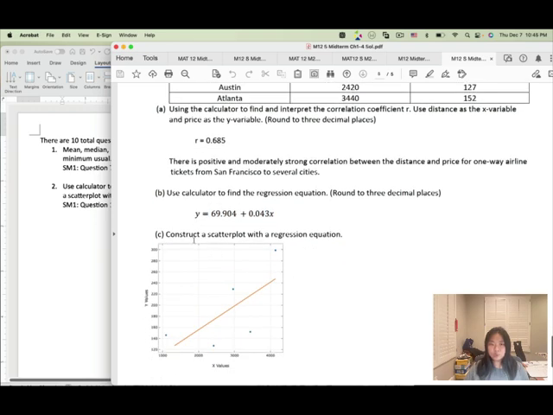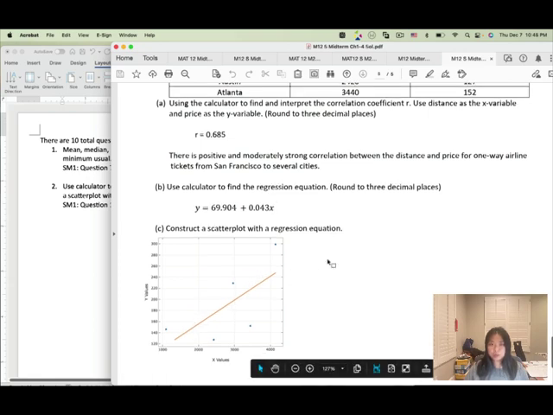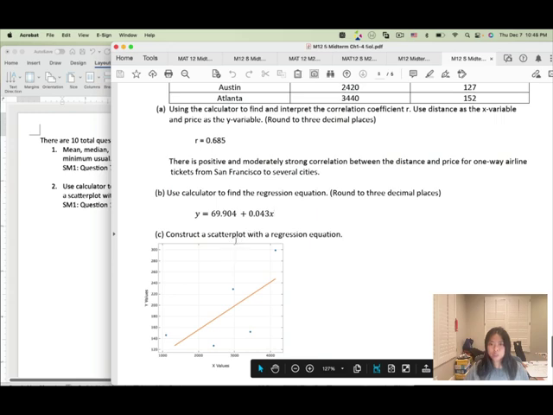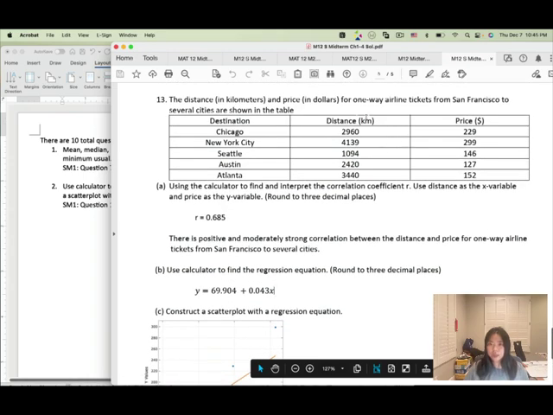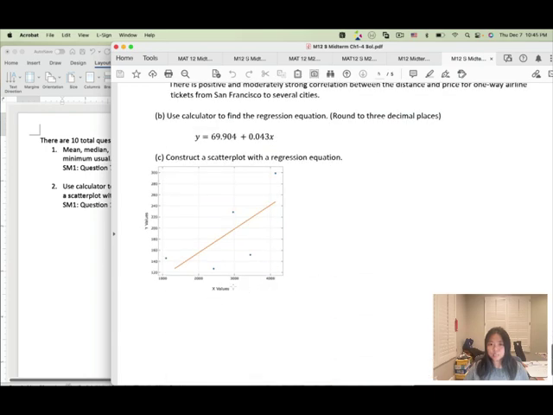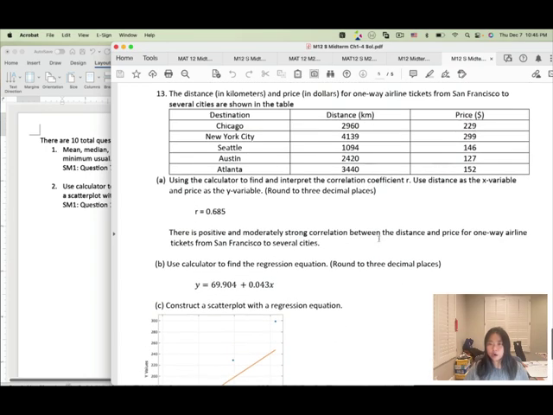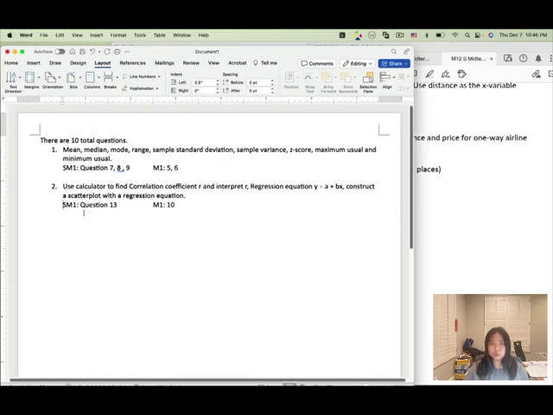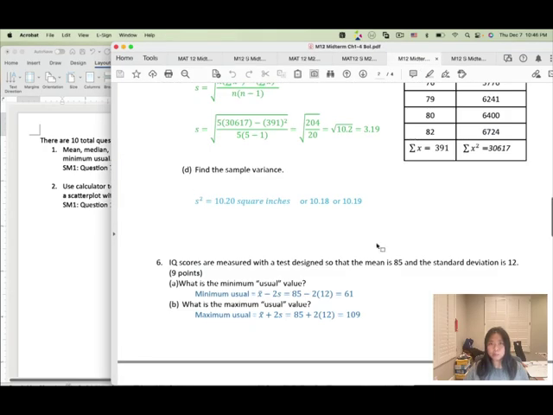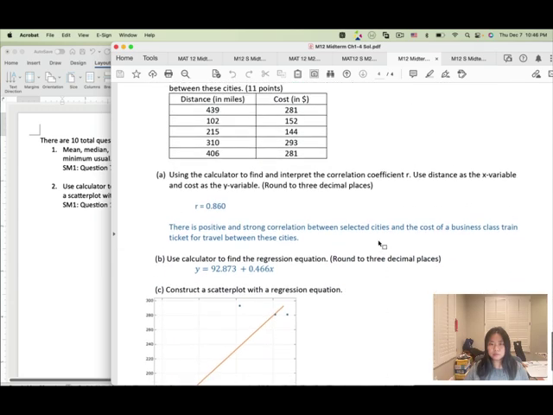And then the last one, use your calculator to construct a scatter plot with a regression equation. I need the regression equation, and also please write down the title. What is the title for this scatter plot? What is your x value and what is your y value? From this example, my x value will be distance, so put the distance here. Y will be the price, so put the price in here and also the title. So review the sample midterm 1, question 13, and the midterm 1, number 10. Similar question.